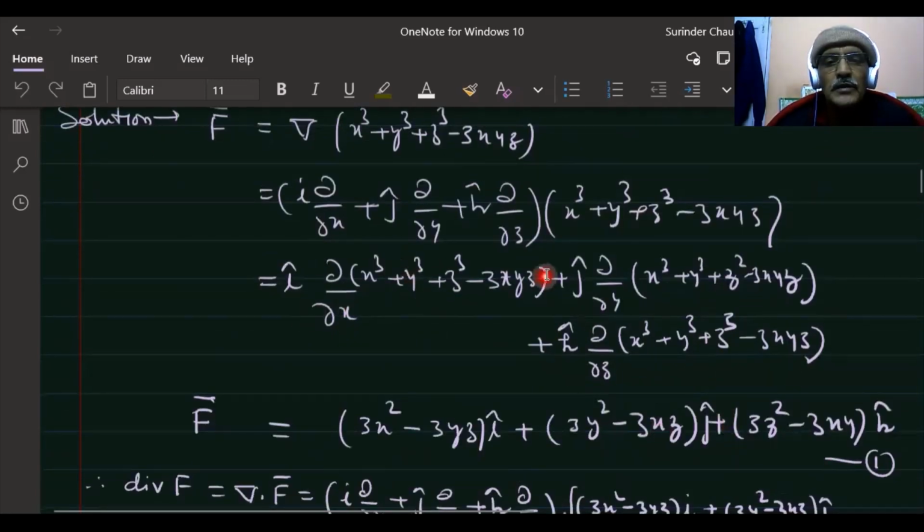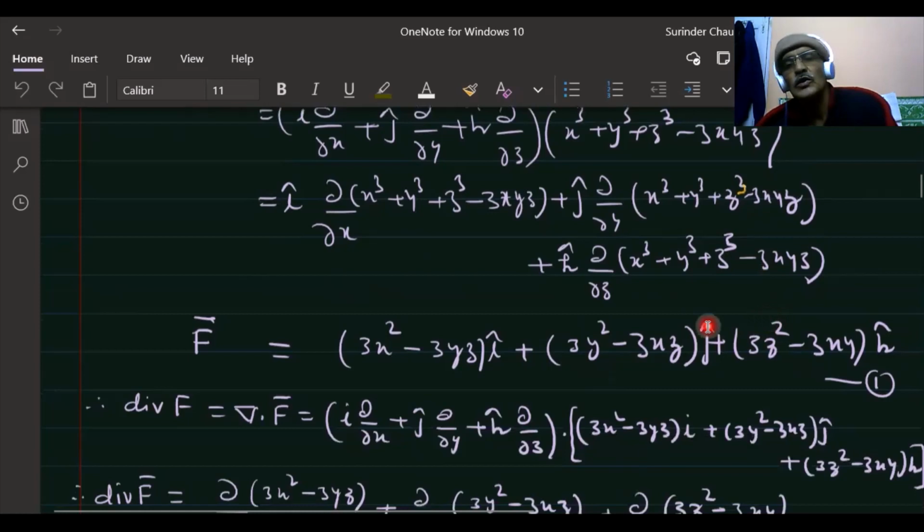Now if we differentiate this function phi partially, we get i times ∂phi/∂x, which is 3x square plus 0 plus 0 minus 3yz. Similarly, j times ∂phi/∂y, which is 0 plus 3y square plus 0 minus 3xz. Similarly, k times ∂phi/∂z, which is 0 plus 0 plus 3z square minus 3xy. So this is the F vector, which we can find for the gradient of this scalar function.